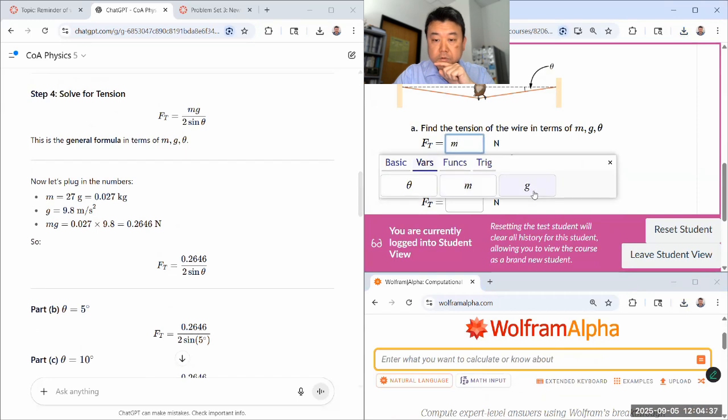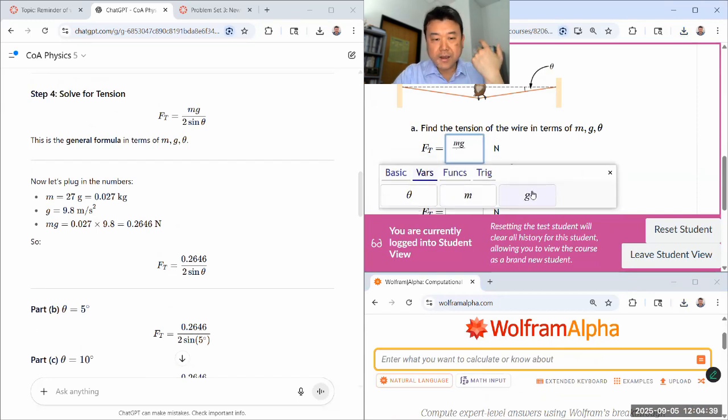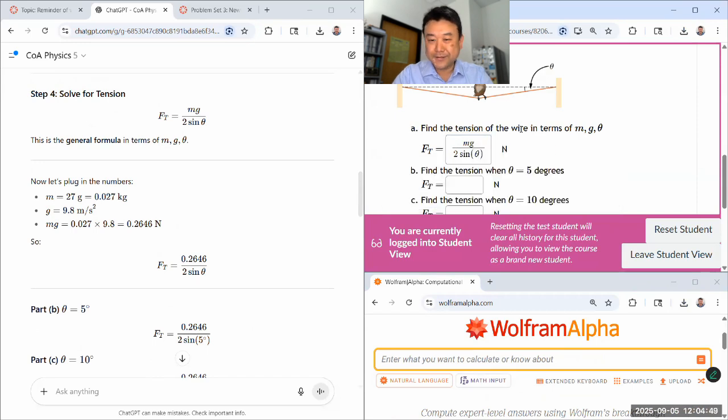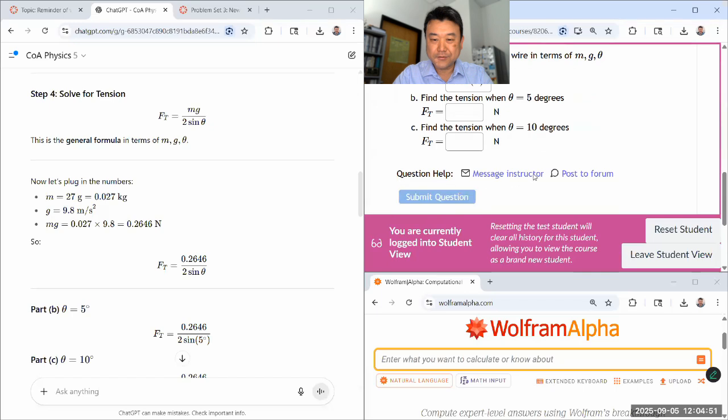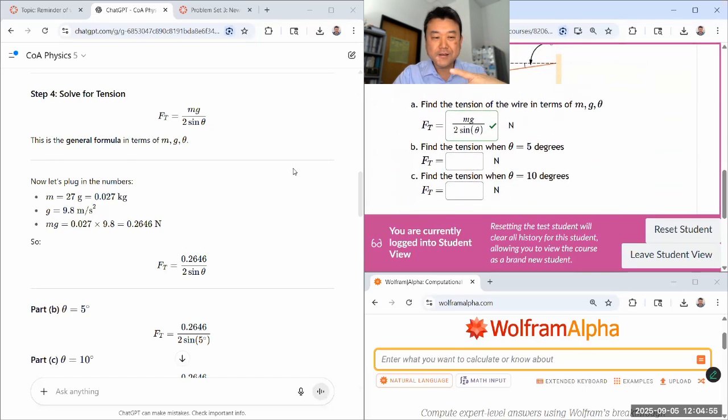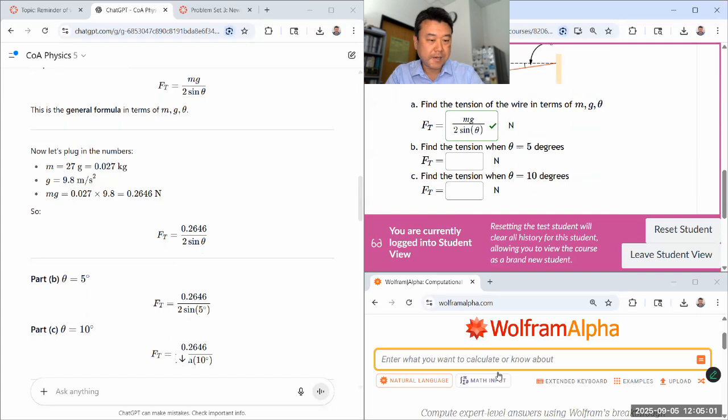So mg. Again, what I'm doing right now is not the best thing to do. It doesn't help you learn physics. So don't do it this way. But I'm just getting through. And I'll modify the system instruction so that it does less of what it did today and last time. So now plug in the numbers for part B and C.